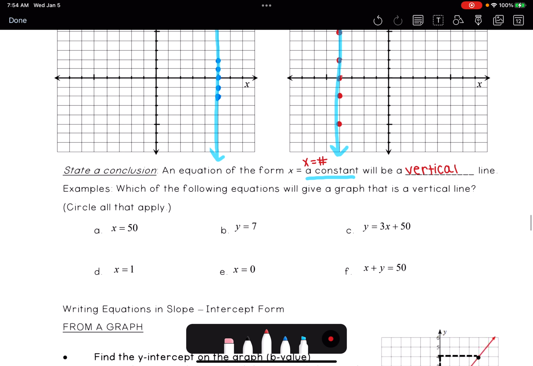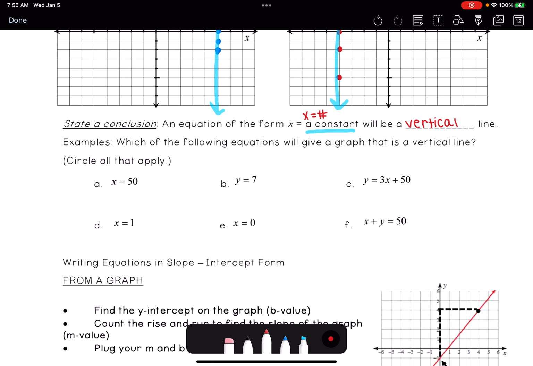So which of the following equations give a graph that is a vertical line? X equals 50. Y equals 7 is going to be horizontal, we know now. Y equals 3x plus 50 is just going to be a typical line. X equals 1, x equals 0. And we're going to learn about this form later, but this one won't work because there's a y. It's not just x equals a constant.